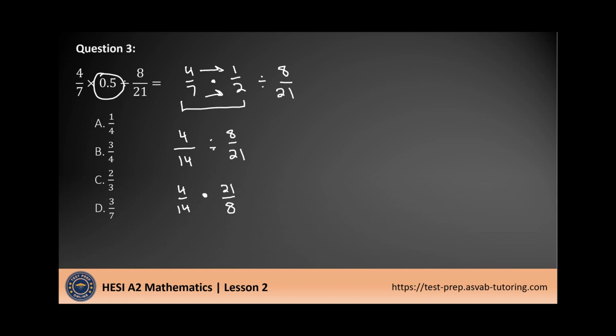Notice here that we have a 4 in the numerator and 8 in the denominator. So we can divide out a 4. That gives us 1/2. It makes our multiplication just a little bit easier. We have a 21 here and a 14 here, so we can divide out a 7. 21 divided by 7 is going to be 3. 14 divided by 7 is going to be 2. 1 times 3 is 3. 2 times 2 is 4. So our answer is 3/4.